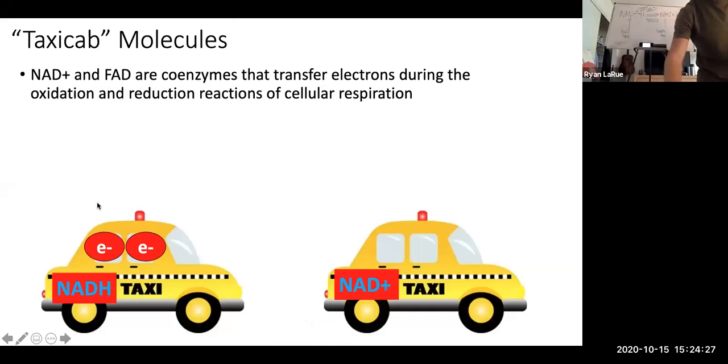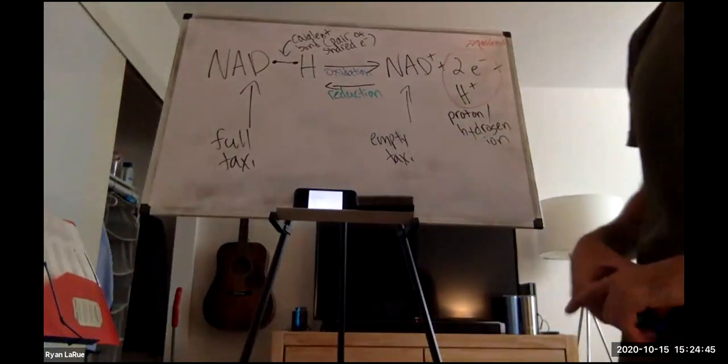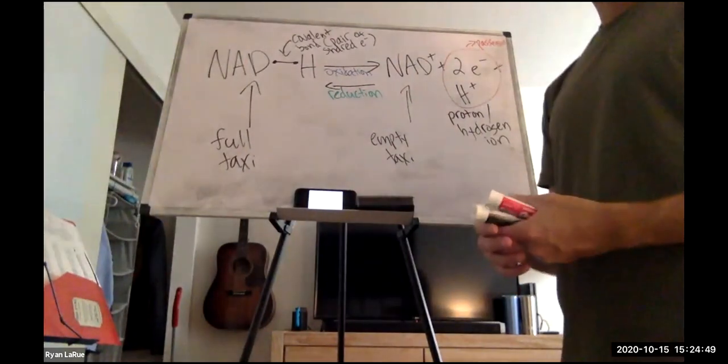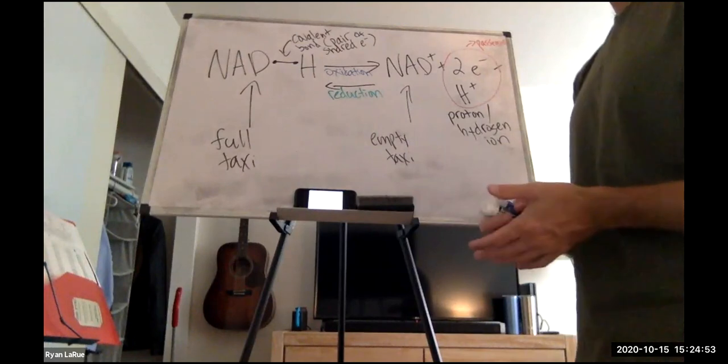So here's our full taxi now. And we call it NADH when it has the hydrogen and the 2 electrons bound to the NAD molecule. NAD and FAD, they're just these giant carbon-based organic molecules derived from vitamin B, I believe. They act as coenzymes, and we'll see why that is.